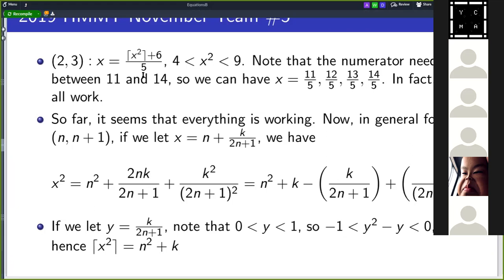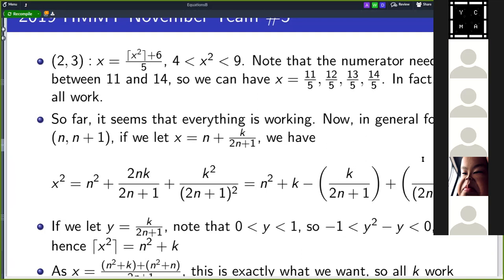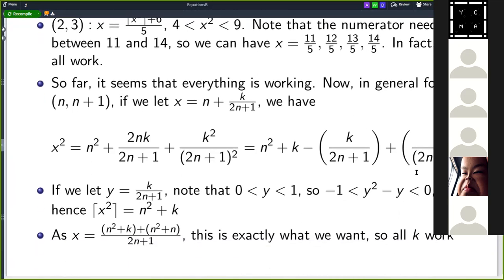So now we just get the ceiling of x squared is equal to n squared plus k, and remember that x is equal to n plus k over 2n plus 1. But if we write it in the form we want, it's going to be n squared plus k plus n squared plus n all over 2n plus 1. So this is just combining under a common denominator, and we know that n squared plus n is just floor times ceiling. So that means we want the ceiling of x squared to be n squared plus k, and we just got that it was.